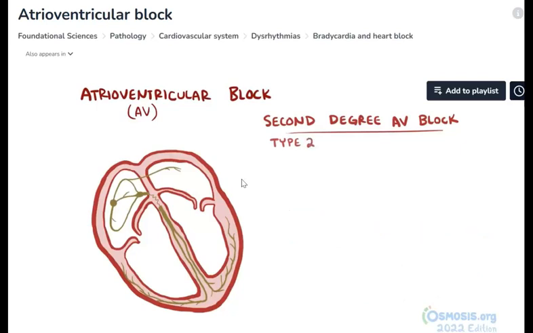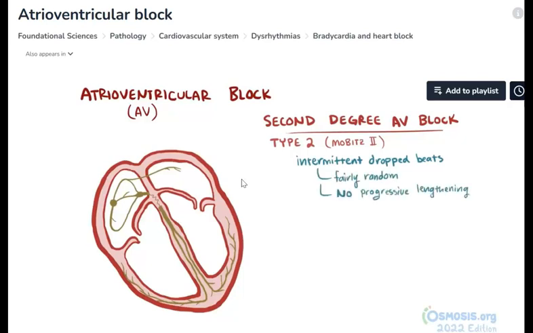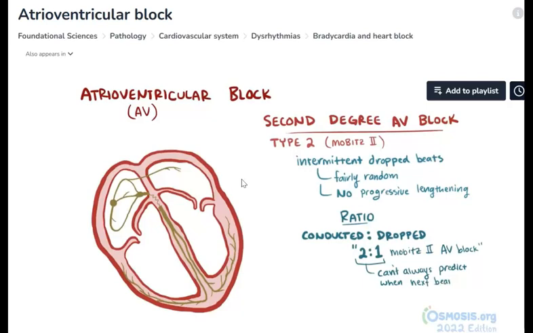Second-degree AV block, type 2, or Mobitz 2, is similar to type 1 in that you get intermittent dropped beats, except that this time they happen fairly randomly, so you don't have this progressive lengthening of the PR interval. A lot of times a ratio for the overall number of beats conducted to not conducted is given, like 2-to-1 Mobitz 2 AV block. But again, remember that those dropped beats happen fairly randomly, so we can't really predict exactly when the next beat will get dropped. Most people with Mobitz type 2 do feel symptoms, like fatigue, dyspnea, chest pain, and syncope, though the severity can vary from patient to patient.